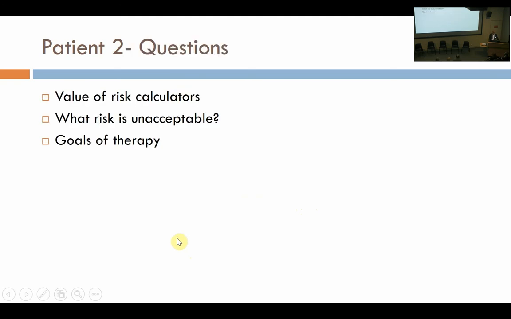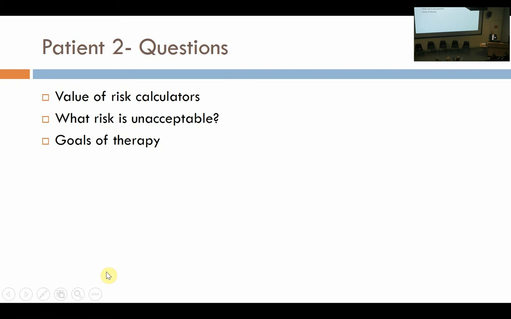So the question about this patient is, I heard a lot about risk calculators. There are a lot of calculators available, the American College of Surgeons calculators and lots of others. What's the value of these calculators, and really, what risk is unacceptable? 40%, 60%, 90%? If I said there's a risk of 90% death, is that acceptable or unacceptable compared to no operation and 100% risk of death?